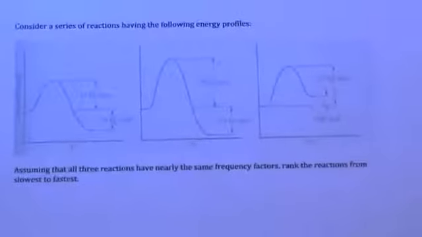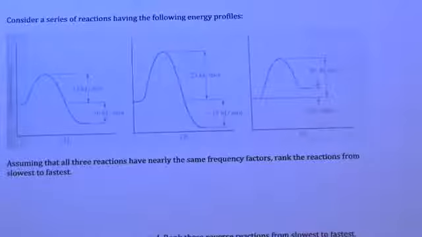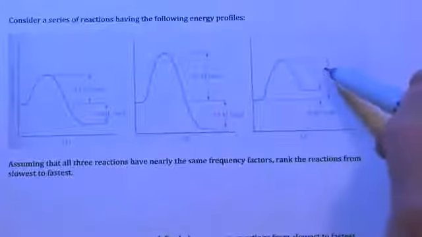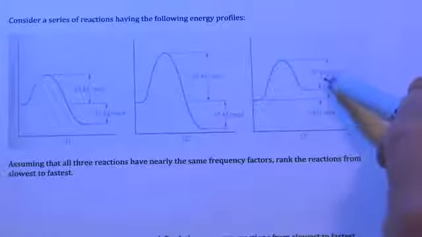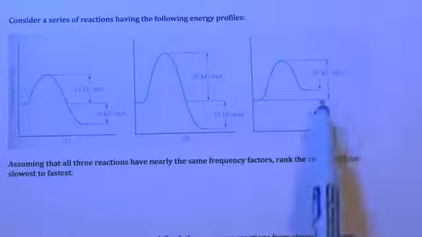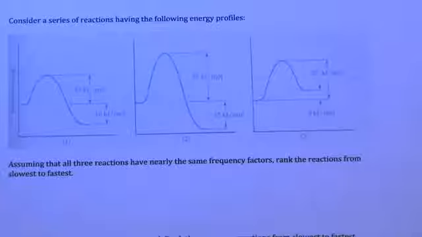Let's take a look at a series of these reaction profile diagrams at the top of the next page. It says, consider a series of these reactions having the following profiles. You can see right here the activation energy is measured on each one of them. And then you can also see the enthalpy of the reaction measured in each one of them as well. Assuming that all three reactions have nearly the same frequency factors, rank the reactions from slowest to fastest.